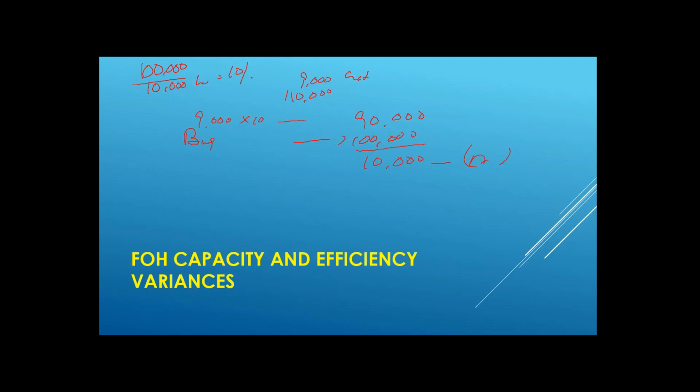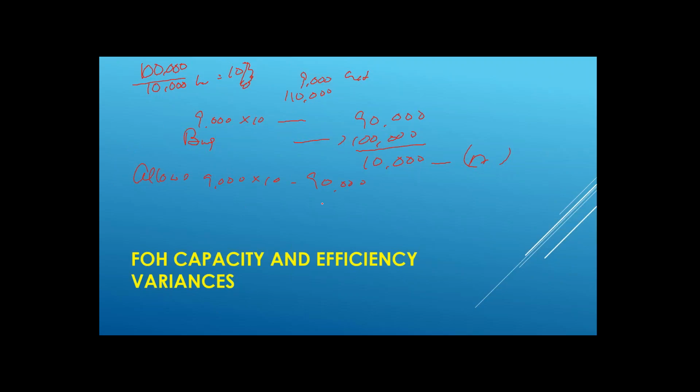So we know for 100,000 they should use 10,000 hours. That means for every unit they will use 10 hours. 10 hours, not 10 as a labor rate; it is 10 hours. So for the 9,000 units, what is allowed is 9,000 into 10, 90,000. That is what you will be allowed.